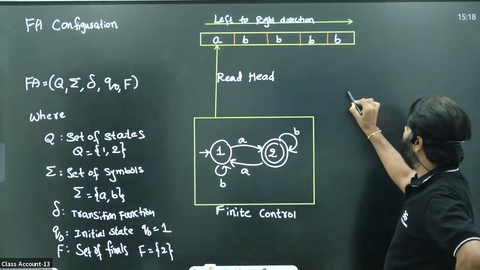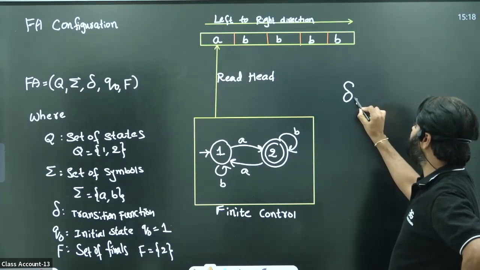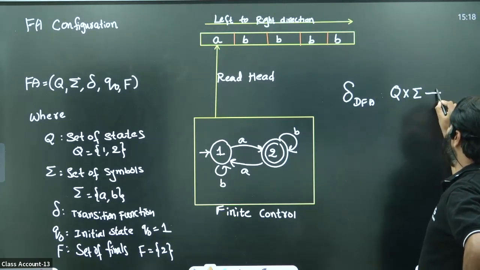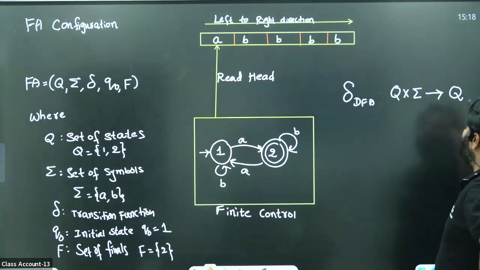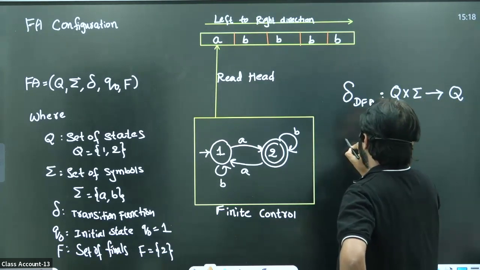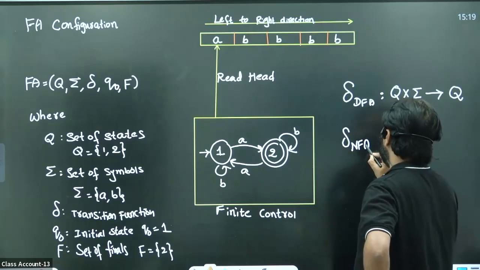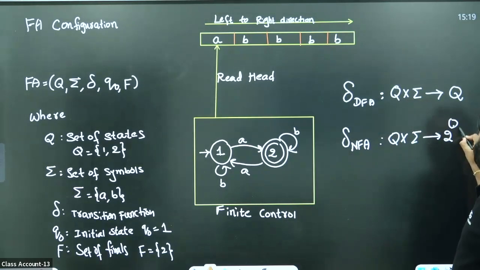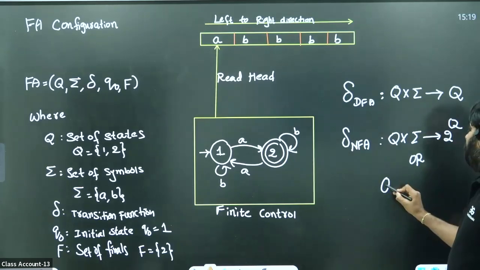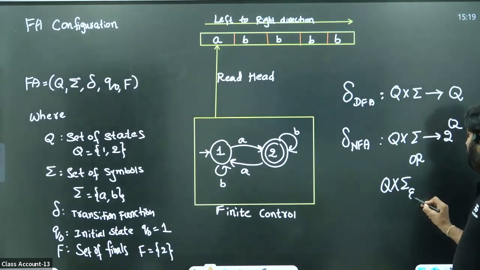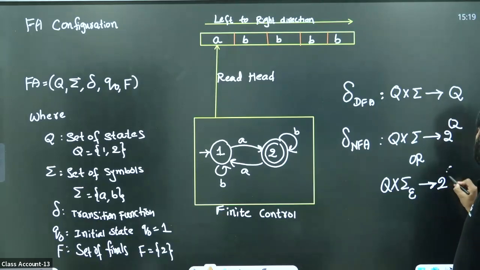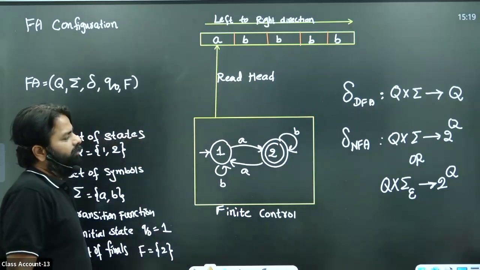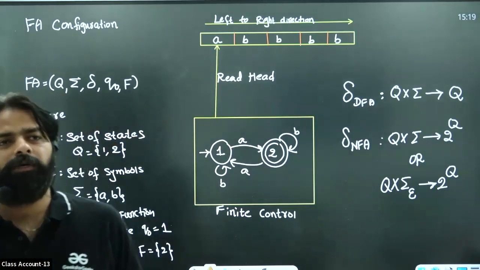And here, what is delta? Delta for a deterministic finite automata is Q cross sigma, the Cartesian product of Q and sigma, and the codomain is Q. When it is NFA, Q cross sigma maps to 2 power Q if you don't want epsilon. If you want epsilon, then you can write Q cross sigma along with epsilon, mapping to 2 power Q. So one is without epsilon, the other is with epsilon transitions. This is how you can define a finite automata.